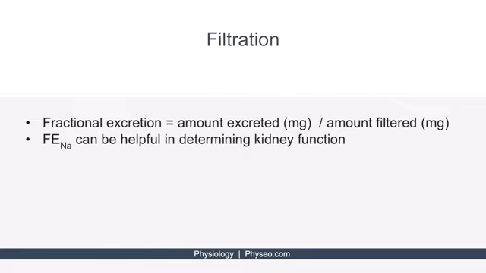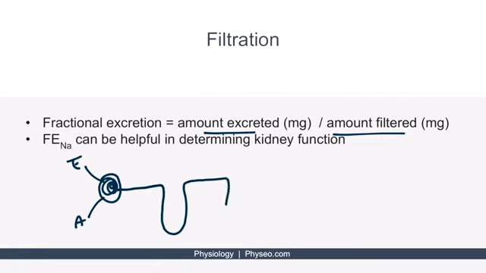Fractional excretion is the amount excreted divided by the amount filtered. This equation is helpful in determining if the kidney is performing the normal reabsorption process properly. I'll draw out the nephron again to show you what I mean. Here is the glomerulus, the afferent arteriole, the efferent arteriole, proximal convoluted tubule, loop of Henle, and the collecting duct. This equation is comparing the excretion rate, which occurs right here, to the filtration rate, so F for filtration.